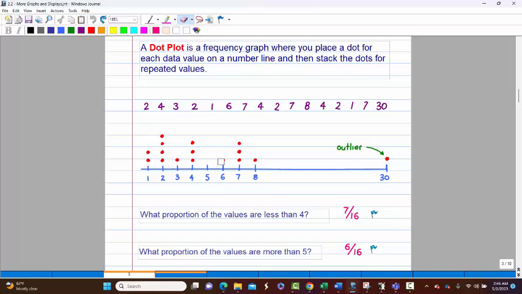More than 5. We got a 6. We got 3 sevens. We got an 8. But don't forget your outlier way out here. We got that one way out there. So this little group is 5, plus the outlier makes 6. So there are 6 numbers bigger than 5. So it's 6 out of 16 proportion.